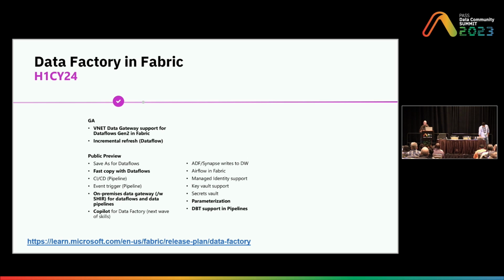But before we go there, a few other key requests from many of you. CI/CD capabilities for source control integration within pipeline, event triggers, access to on-premises data from pipelines using the on-premises data gateway, the same on-premises data gateway that you're already using with data flows. And of course, many other capabilities: Airflow, DBT, enhancements to our end-to-end parameterization support across pipelines and data flows, managed identity, Azure Key Vault, Secrets Vault support, and many, many more capabilities.